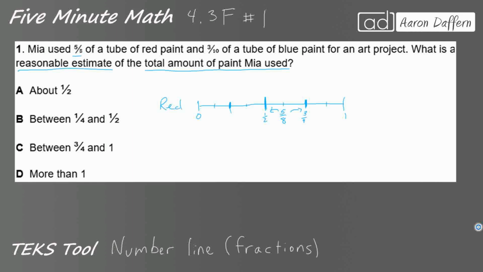Let's check to see what our blue looks like. Blue is 3/10. And when we're estimating, what we want to use is the benchmark fractions that are easy to work with. And the easiest ones are going to be half and then the fourths, 1/4 and 3/4. That's probably as small as you want to get in regards to estimating. So let's see where the tenths land.